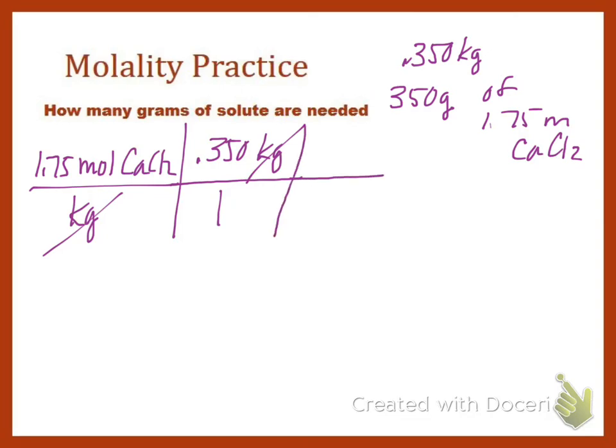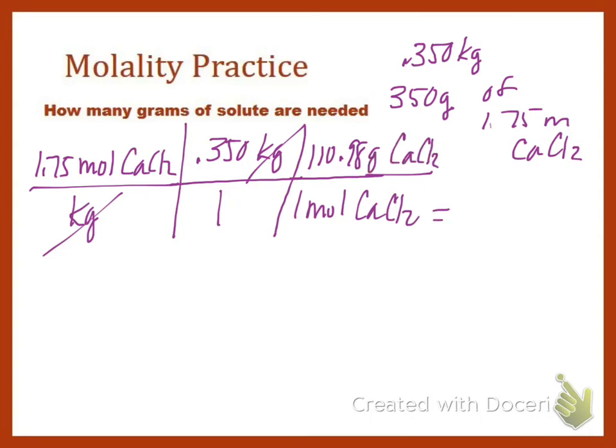So how can I get to grams? Multiply by its molar mass. See how useful molar mass is? Isn't it great? So 40.08 plus 70.9 for chlorine gives 110.98 grams of calcium chloride as its molar mass. So now throw all that in your calculator.